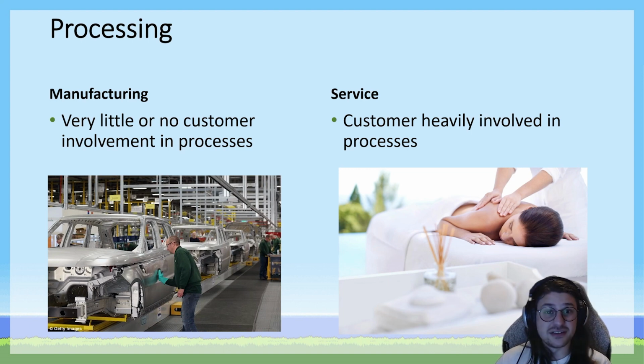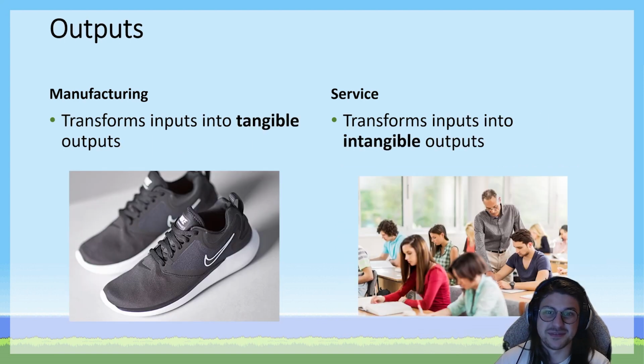So one of the differences between manufacturing and service when we look at processes is that in manufacturing, there's very little to no customer involvement in the production of the outputs, in the processing, and in the service business, customer involvement is necessary. There's heavy customer involvement in the processes for a service business.